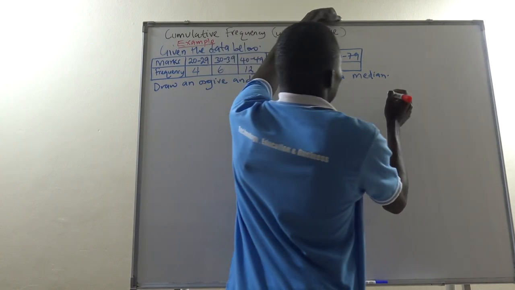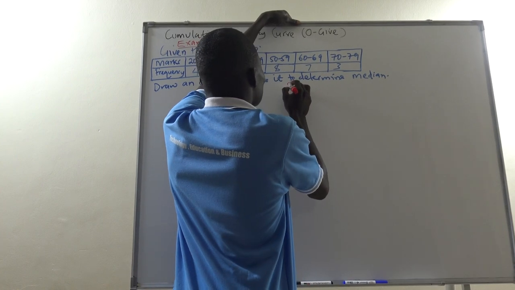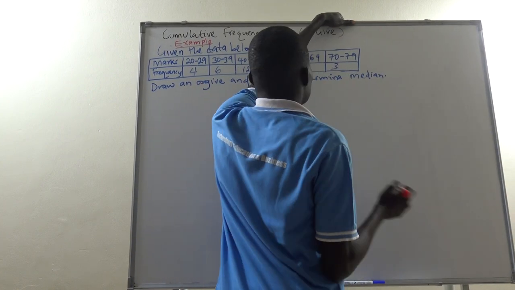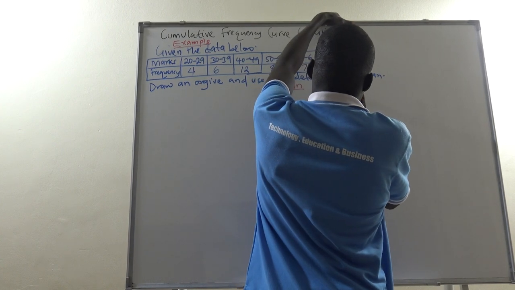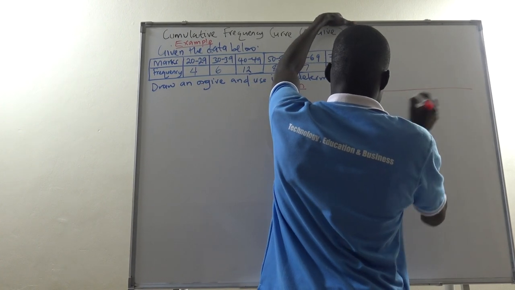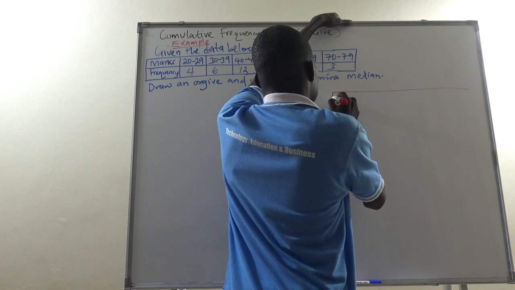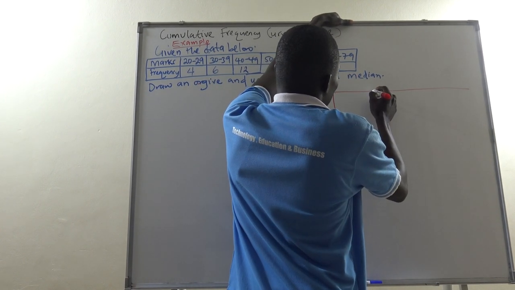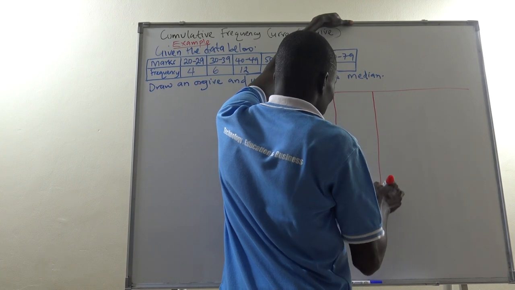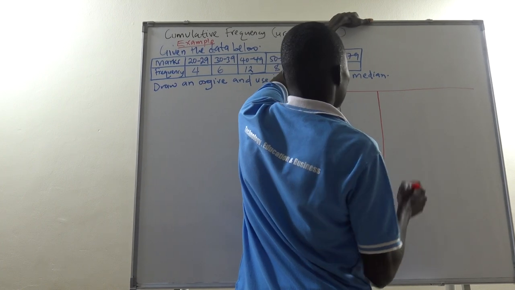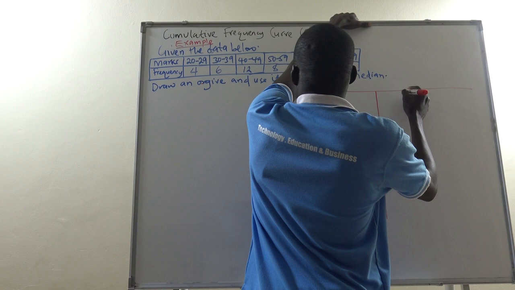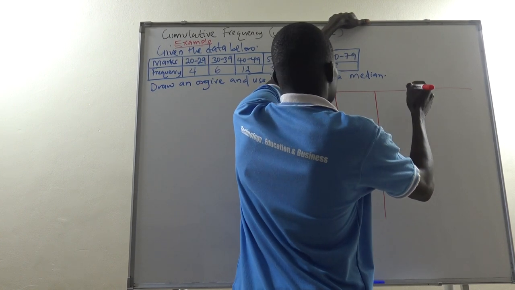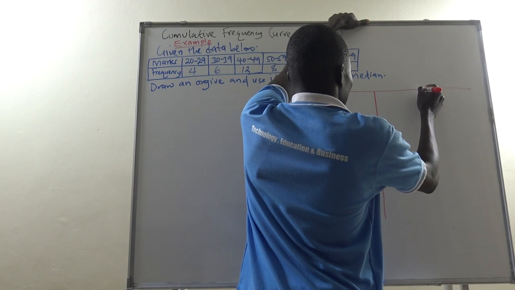So, solution. We are going to start by drawing our frequency distribution table. In our frequency distribution table, we must include the values of class boundaries and the values of cumulative frequency.